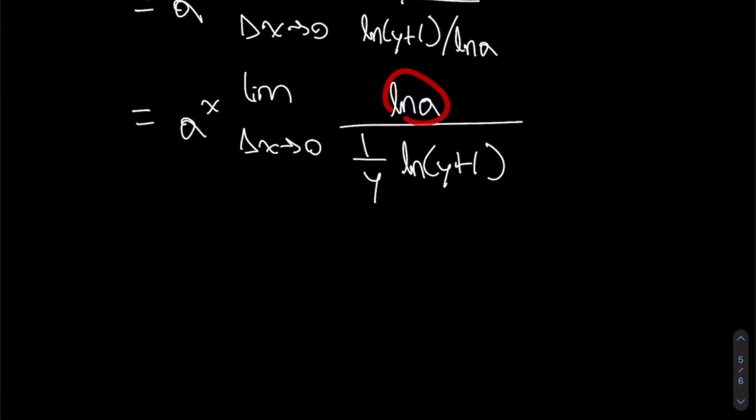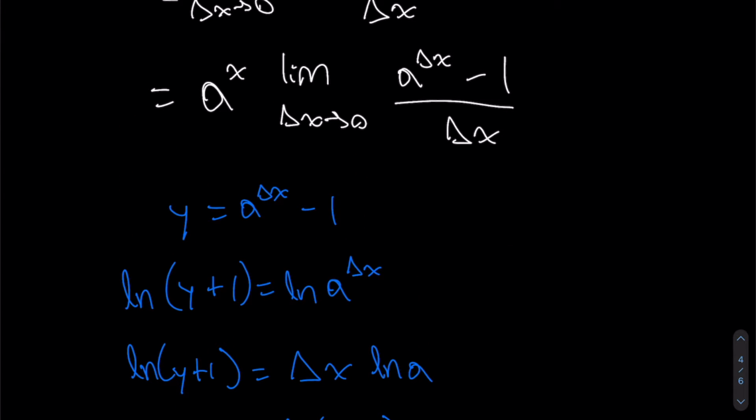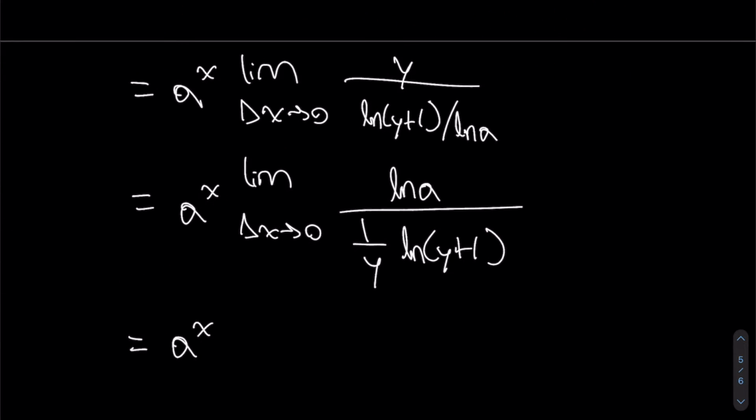And because this ln a doesn't depend on delta x, I can bring this limit into the denominator by itself. Oh, I forgot to do one thing. When I made the substitution, I have to show that when delta x goes to 0, y also goes to 0. So if I put in 0 for delta x, this becomes 1 minus 1, which becomes 0. So as delta x approaches 0, y also approaches 0. Now when I make the substitution and put everything in terms of y, I have to also substitute that delta x in the limit. Forgot to do that, but here it is.